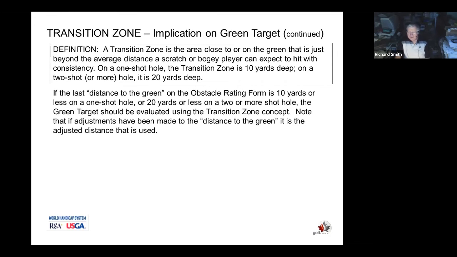Okay, so how do we find these? Well, if you're looking at your obstacle rating form, at the remaining distance to the green row, the last one is the one that's actually the approach shot. So on a 2 or more shot hole, for example, if your remaining distance to the green from your last fairway landing zone is 20 yards or less, then you should have a look at this with the transition zone concept in mind.